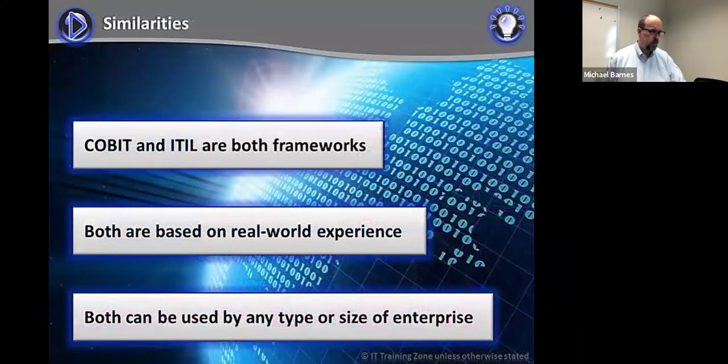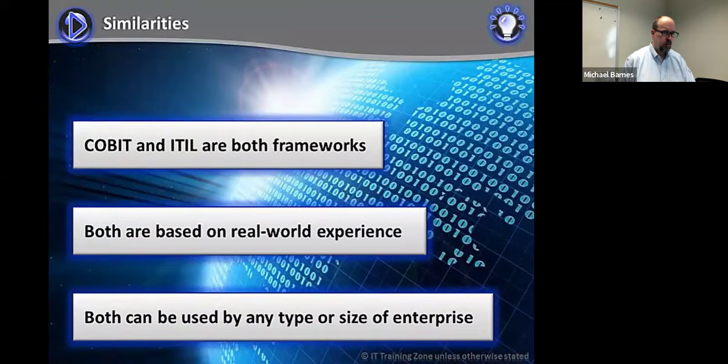COBIT and ITIL share a number of important characteristics. Both are frameworks. The significance of this is that they provide guidance that an enterprise can draw on to devise solutions that are appropriate to its unique situation. Neither provides an implementation blueprint, neither is a recipe book.